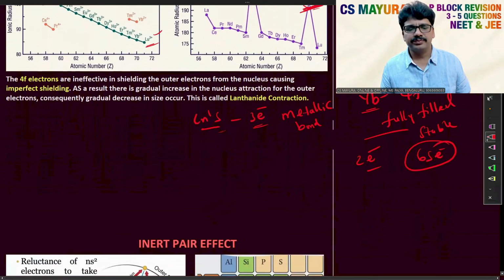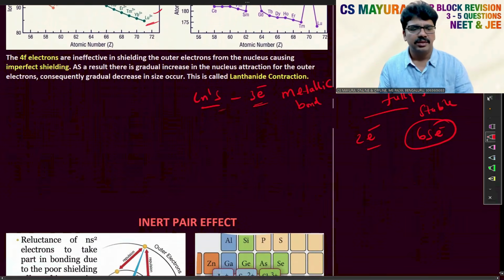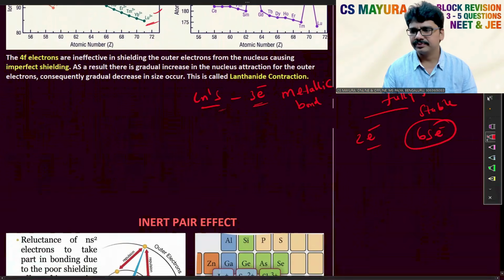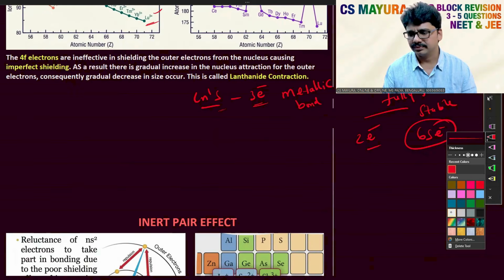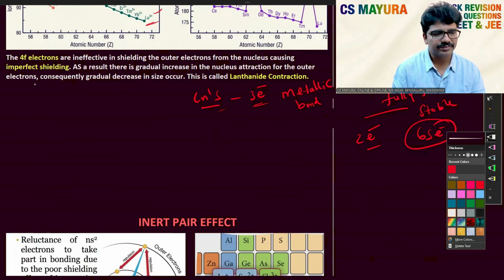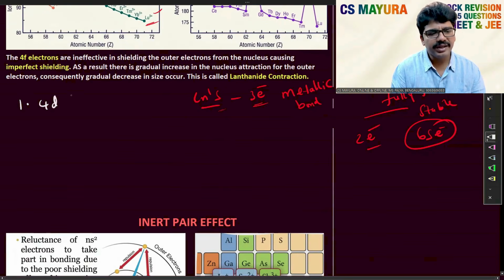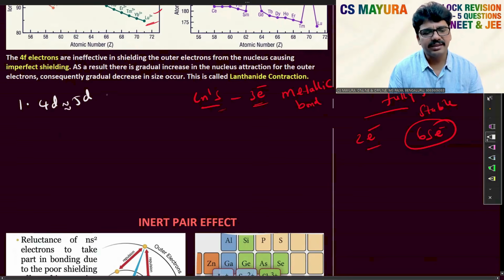Now coming to the consequence of lanthanide contraction. Due to lanthanide contraction, the sizes of 4d and 5d series elements are approximately equal.